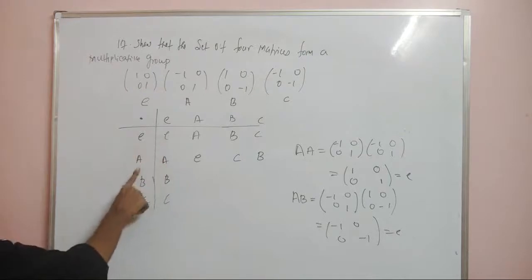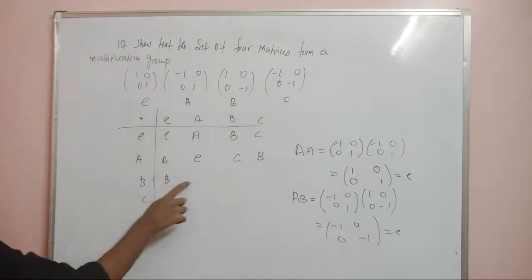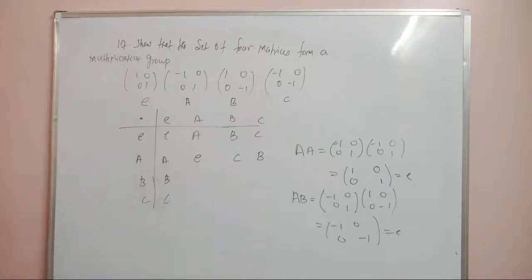You can see E is our identity element. The inverse of E is E, the inverse of A is A, and you check where you are getting E in each row, that will be the inverse.